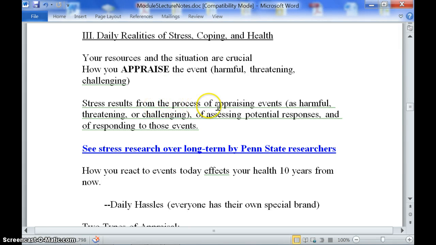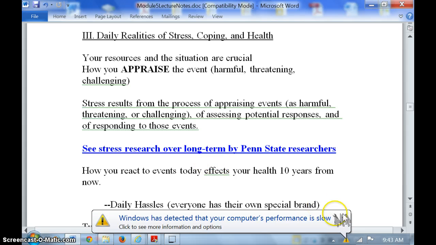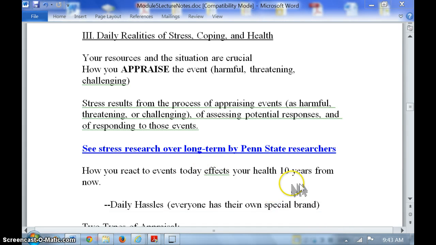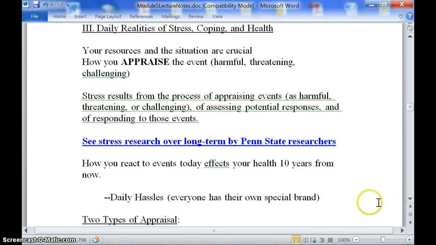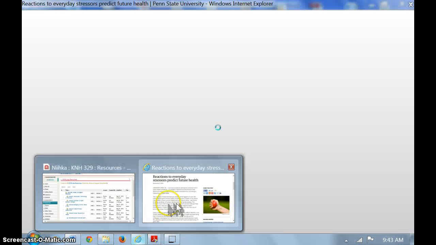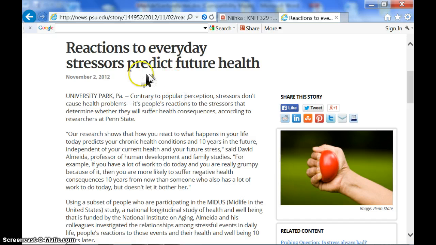So stress results from the process of appraising events as harmful, threatening, or challenging, of assessing potential responses, and of responding to those events. So there's big things that happen in life, there's daily hassles, there's some interesting research which I'll show you here in a second from Penn State researchers, which have looked at this long-term kind of daily hassles. We all have our own brand of these daily hassles, but the stress research by Penn State researchers has been interesting. Just came out about a year ago.